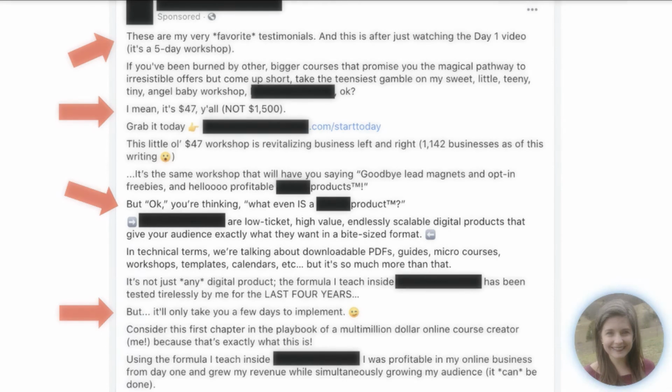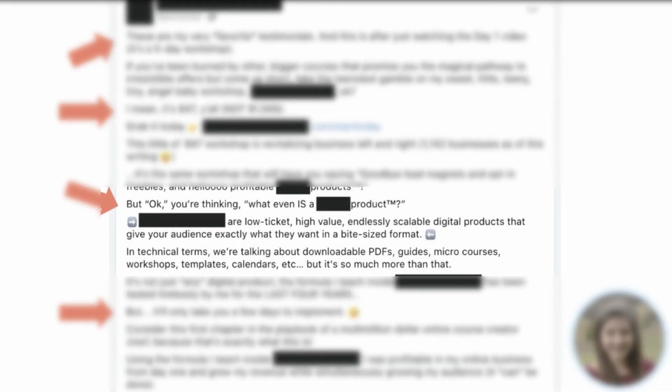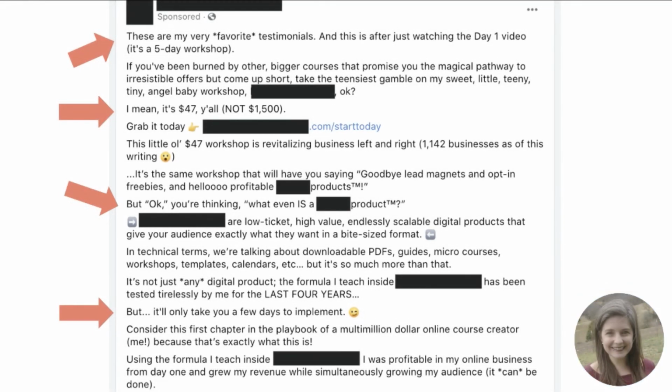Number 3 is a few paragraphs down, where we start with, okay, you're thinking, what even is a so-and-so product? And then we get into what it is: low ticket, high value, endlessly scalable digital products. At this point in the ad, relating to the last point, we're already introducing the price and asking them to take a gamble on the tiny angel baby workshop. There's a bit of disconnect here in the flow of the ad. So we're talking about money, workshop, take a gamble on this workshop, but we don't know what it is.